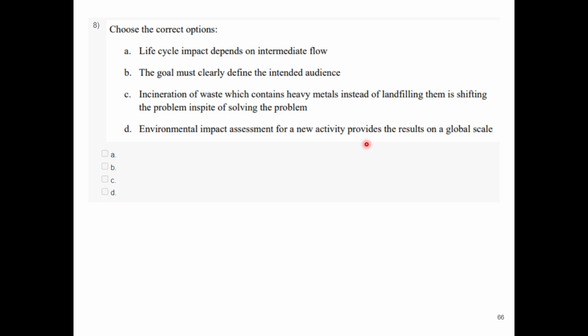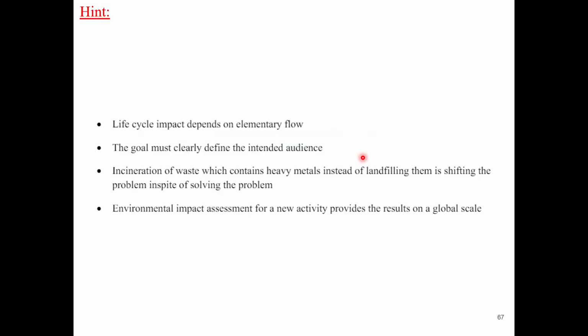The effects are not regional or local. What we will be doing will have an effect globally. All the indicators associated with environmental impact assessment have implications globally. So B, C, and D are the correct options.